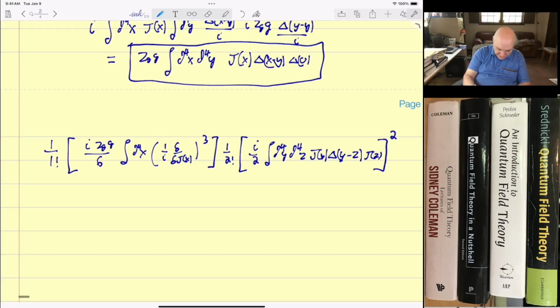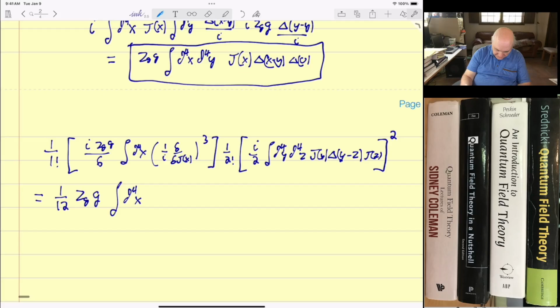So writing this out, first thing you'll notice is that we have 1 i in the numerator, 3 i's in the denominator, 2 i's in the numerator, so the i's all cancel. And so we get 1/12. We have the 1/6 factor, and we have the 1/2 factor. I'm going to leave this half factor here with the 2 propagators for a reason which is pretty obvious, as you'll see. So we have 1 over 12 zgg integral of d4x.